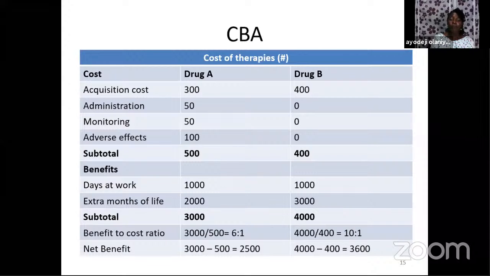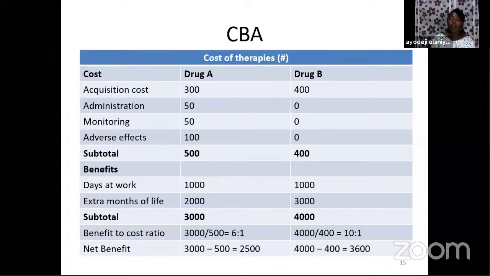When it's being converted to the monetary terms, we have 1,000 naira for drug A and 1,000 naira for drug B. But the extra months of life that the drug will give the patient, we have 2,000 naira for drug A and 3,000 naira for drug B. So totaling it, we have for drug A, 3,000 naira as benefit and 4,000 naira as benefit for drug B.